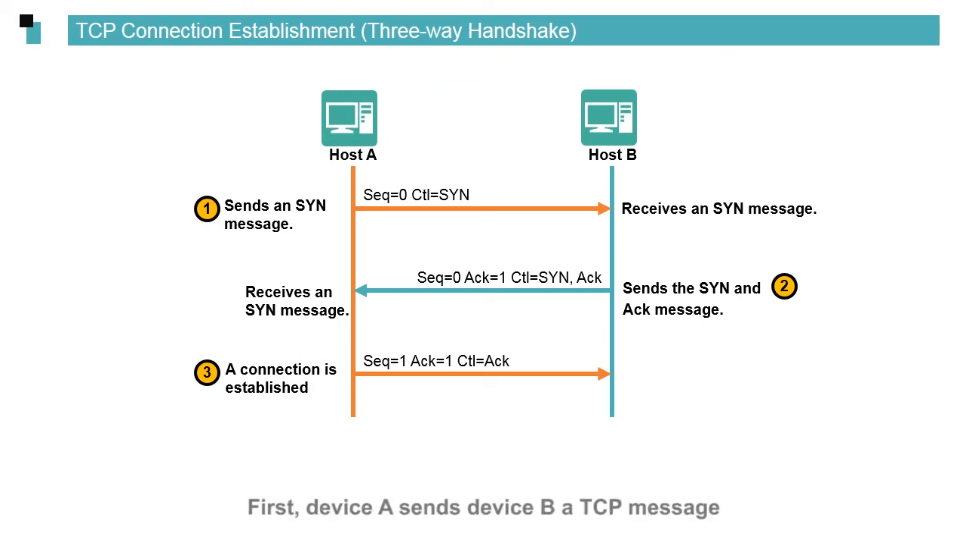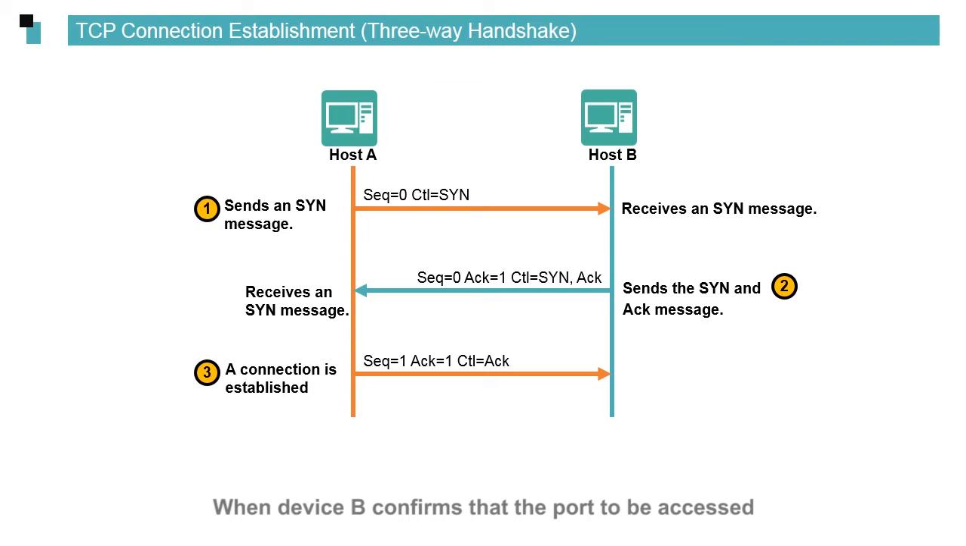First, Device A sends Device B a TCP message with a sequence number of 0. Upon receipt, Device B replies with a message carrying a valid acknowledgement number. The control bits field contains an important bit called synchronization. In data with a sequence number of 0, the synchronization bit is set to 1. The TCP message sent by Device A also includes other information, such as a destination port number and a source port number.